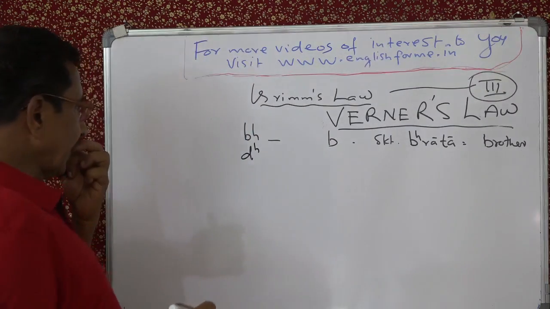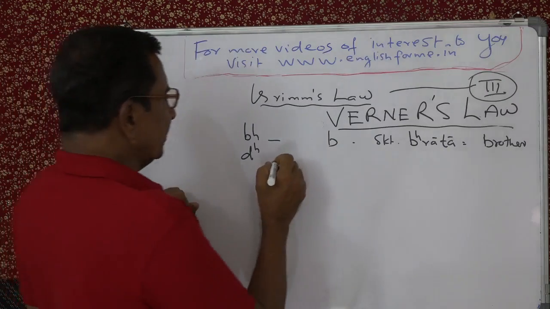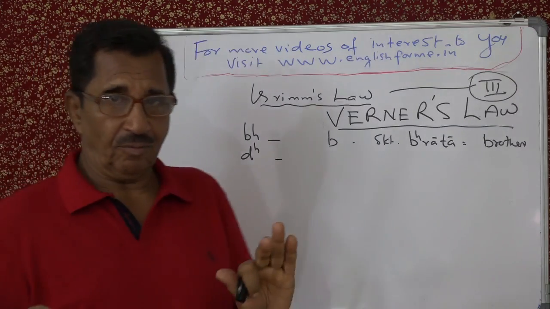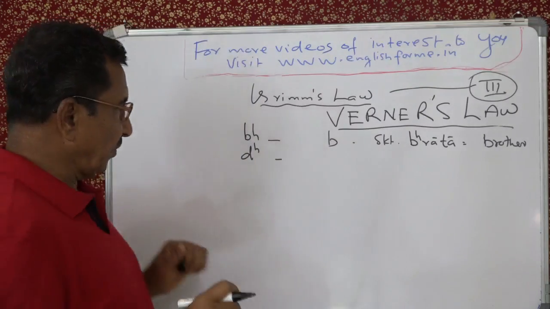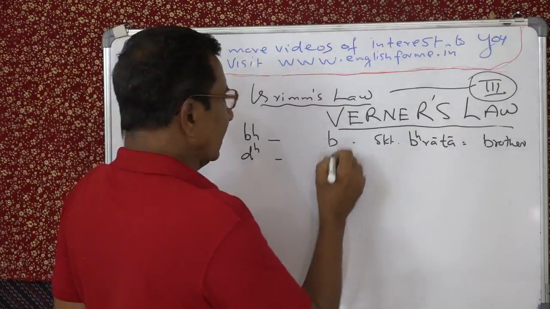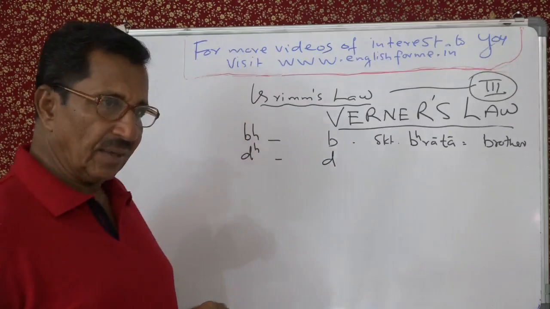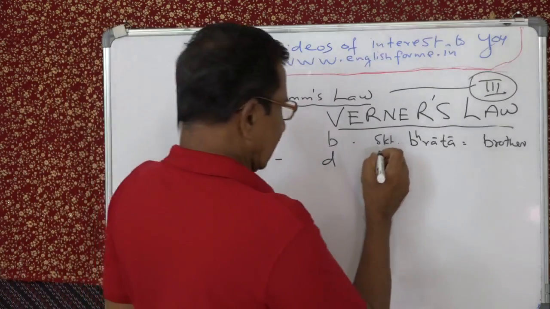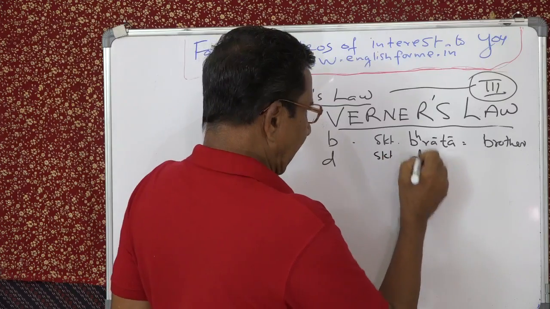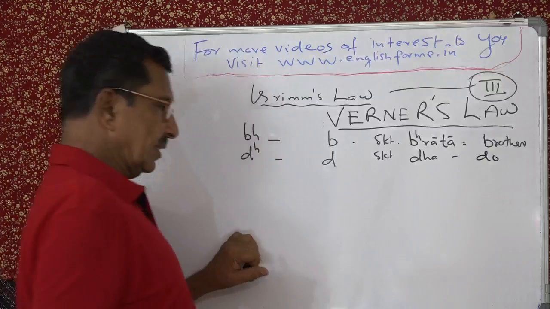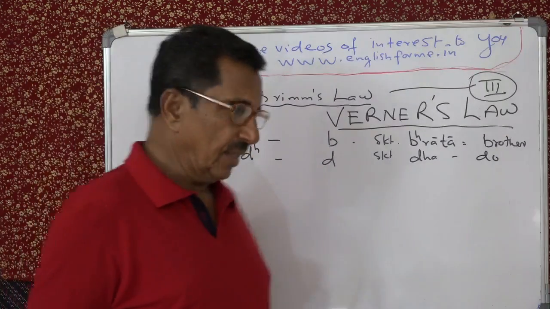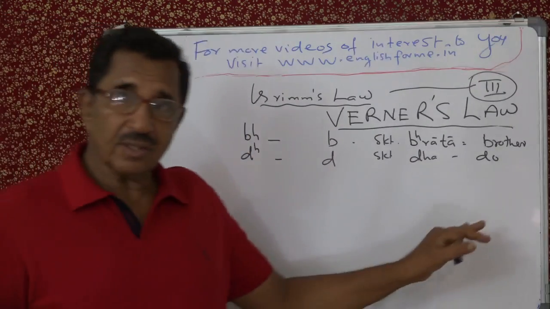Aspirated voiced plosive dha becomes, what is aspirated? I think now you know. Accompanying a ha sound or a puff of air. That becomes da, and we have examples, Sanskrit dha, and we have got do in English. English represents Germanic language. Okay, English belongs to the Germanic languages.